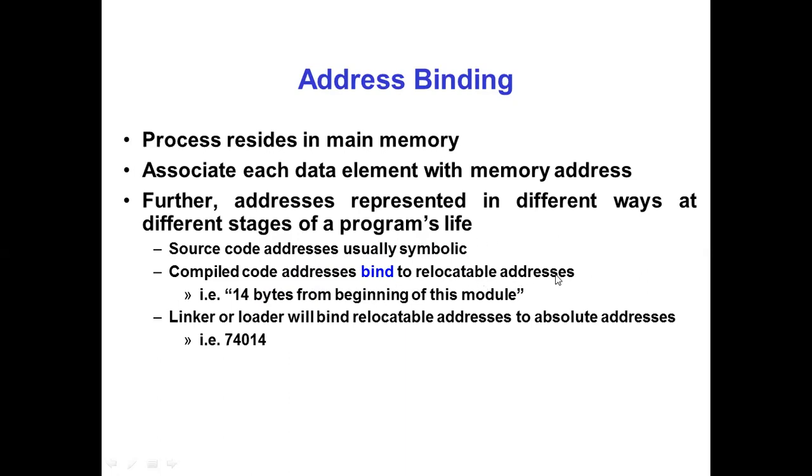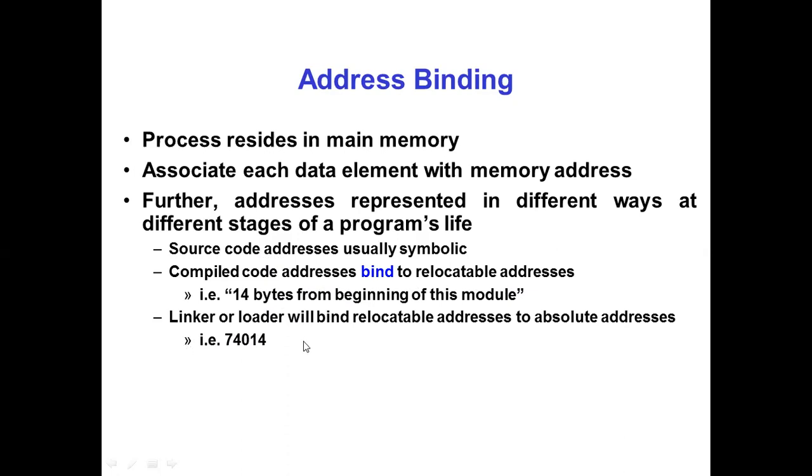So whenever we get this complete address, we are going to bind it with the compiled code addresses. We have the different addresses, and after that we add both addresses and we get the final address, that is called the relocatable address, for example 14 bytes from the beginning of this module. The linker or loader will bind relocatable addresses to absolute addresses. Similarly, in this case, if the program is running, the compiled code addresses bind to relocatable addresses.